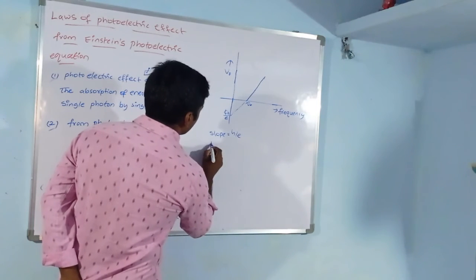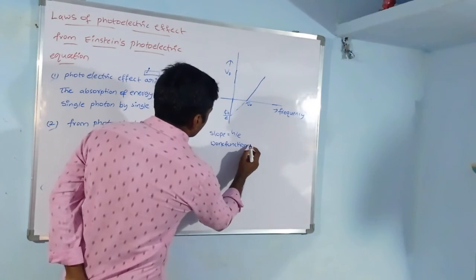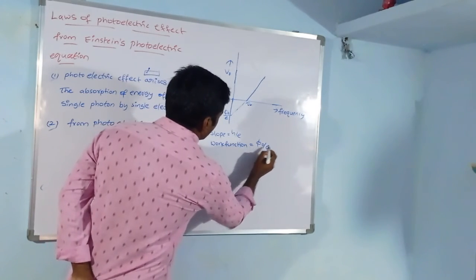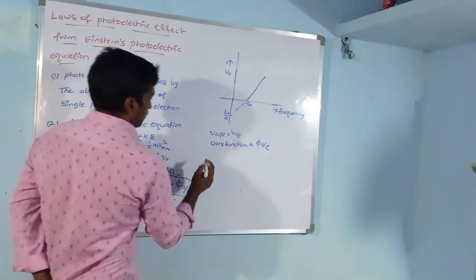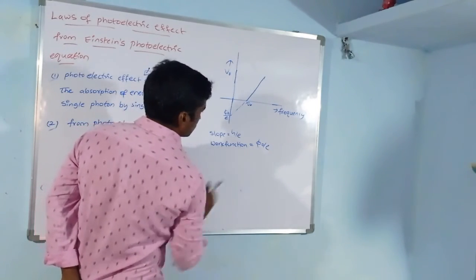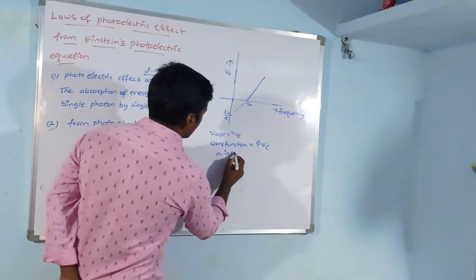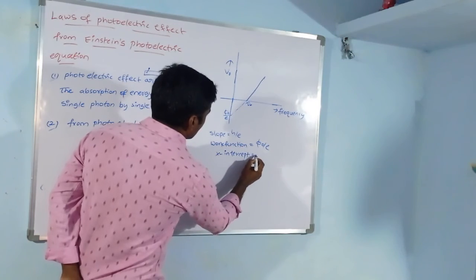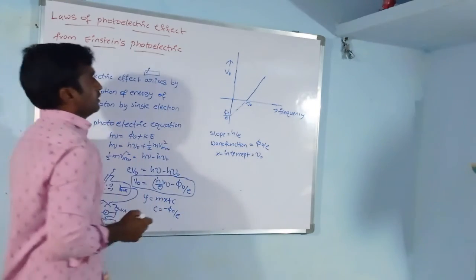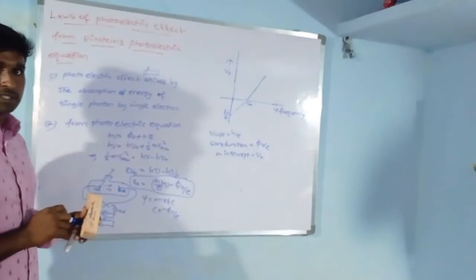Work function equals phi naught by e. What is the y-intercept? The y-intercept is phi naught by e. The x-intercept is nu naught. So this is a graph between stopping potential and frequency.